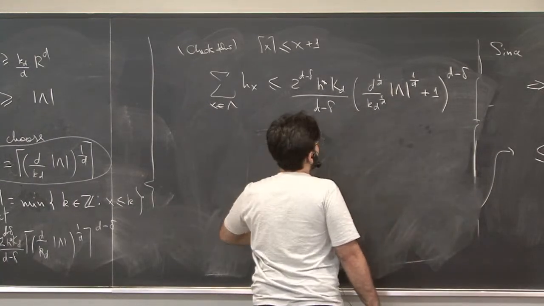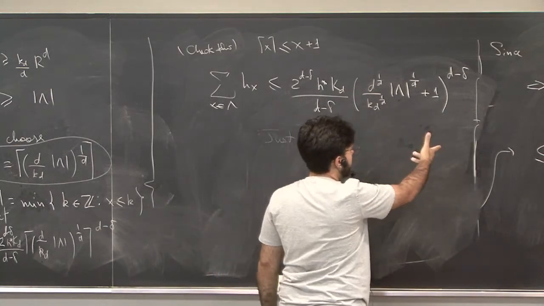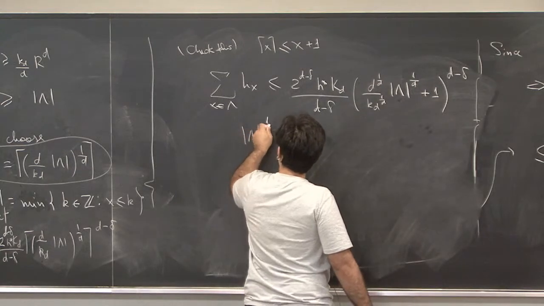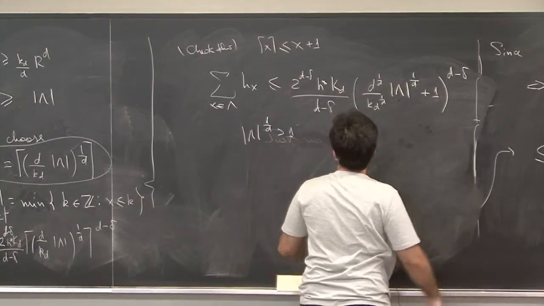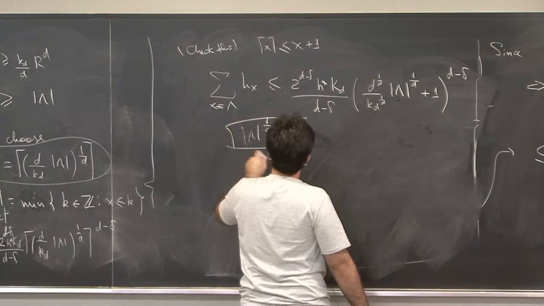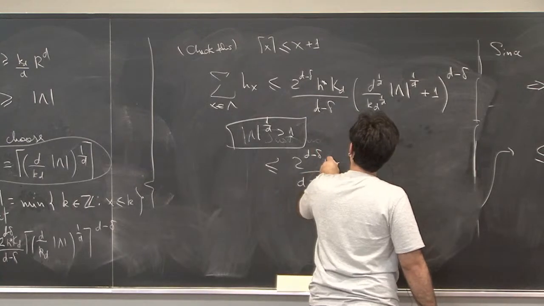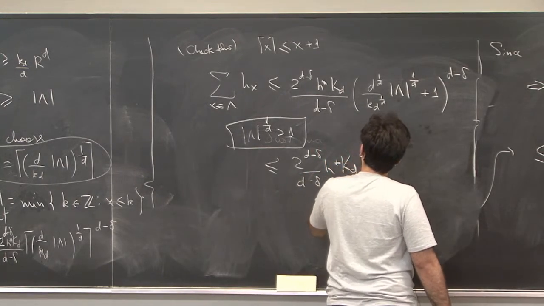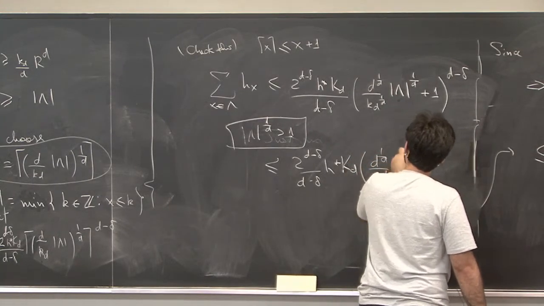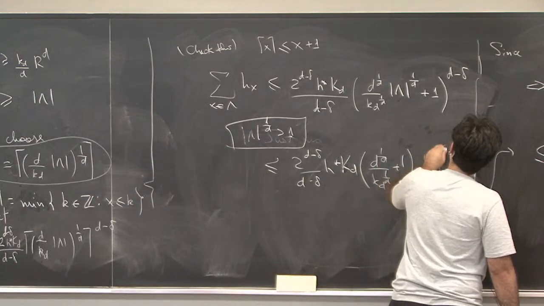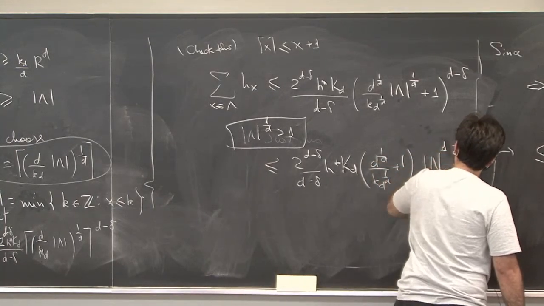So what you can do is the following. For instance, you know that lambda is a set that has more than one point, and then lambda to the 1 over d will be larger than 1. Again, since this is a lower bound, using this will give us (2d minus delta) h star kd to the 1 over d, kd to the 1 over d plus 1 times lambda to the delta minus (1 minus delta over d).